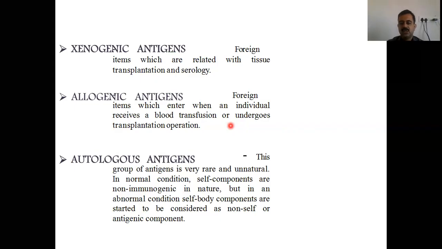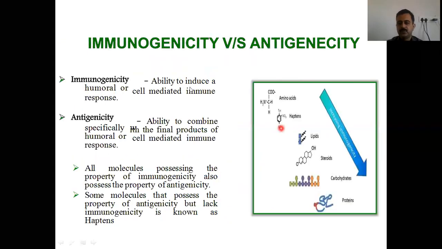Autologous antigens. This group of antigens is very rare and unnatural. In normal conditions, self components are non-immunogenic, but in an abnormal condition, self-body components start to be considered non-self and antigenic. Ultimately, in autologous antigens, the body itself starts to mount a reaction against the cells of its own body, and therefore they are called autologous antigens. Now, what is immunogenicity?